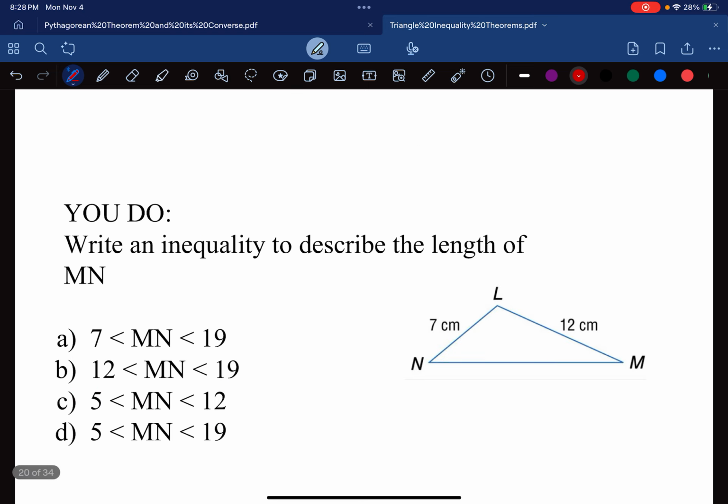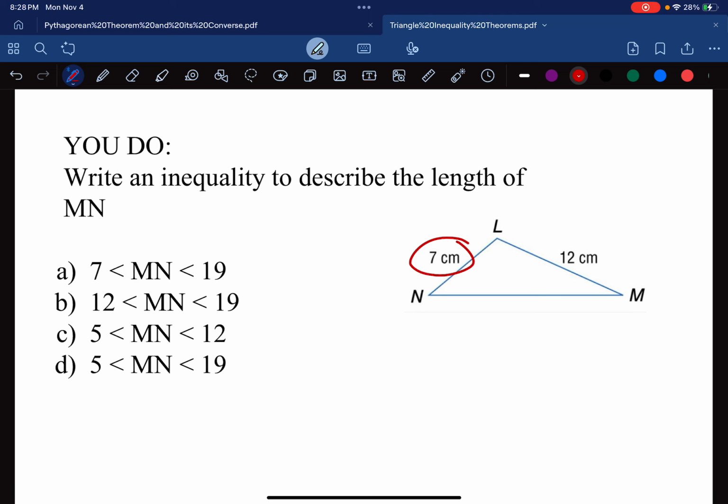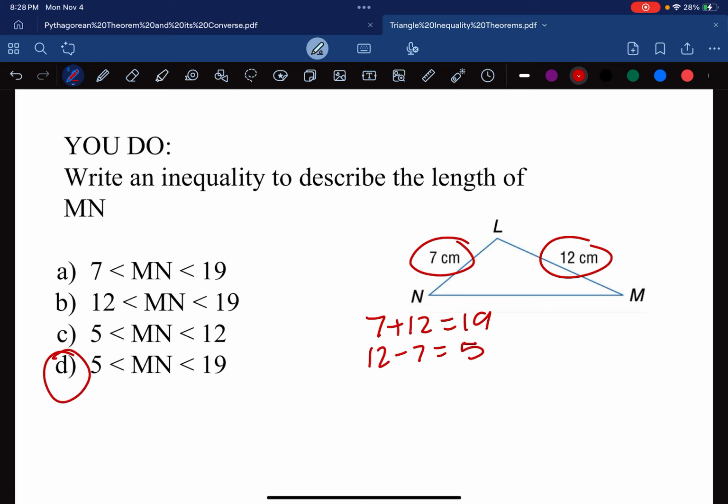Last one. 7 and 12. 7 plus 12 is 19. 12 minus 7 is 5. And that answer is D. Please be careful with these. Notice how they give you 5 and 12. They're trying to trick you. Notice how they give you 7 and 19. They are trying to trick you. So subtract them and add them.